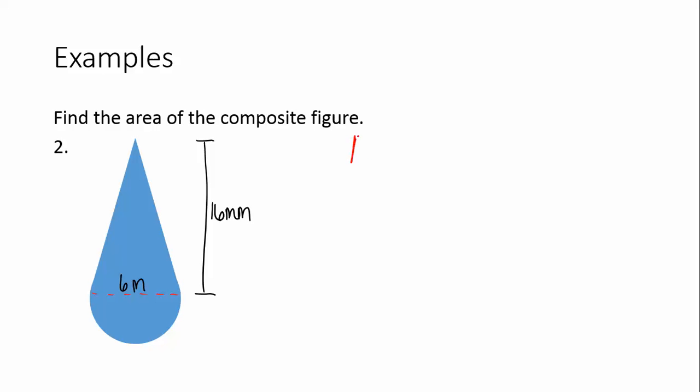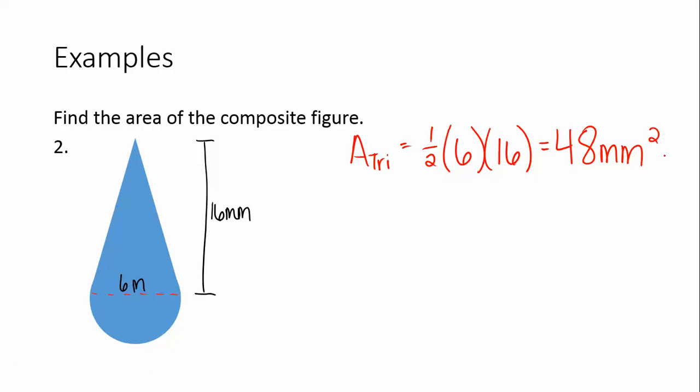We have the area of the triangle, and that's 1/2 times the base. So the base of this triangle is 6 meters times the height of the triangle, which is 16. So 0.5 times 6 times 16 is 48 millimeters squared. Oh, actually, let's just make that a meter. Looks like I put meters here and millimeters here, so let's just make it meters. So 48 meters squared.